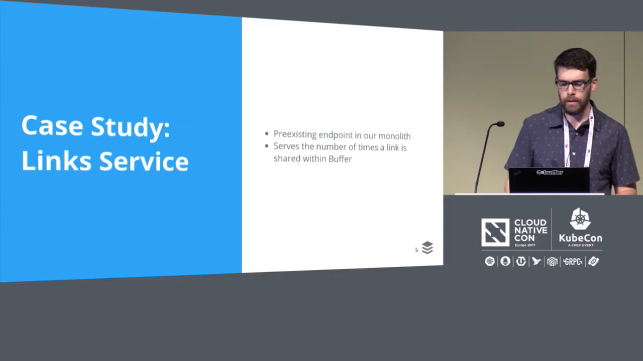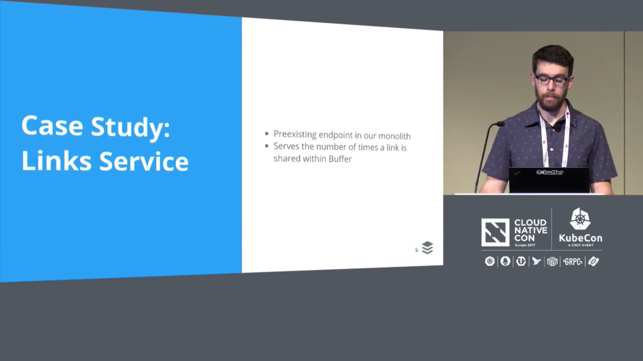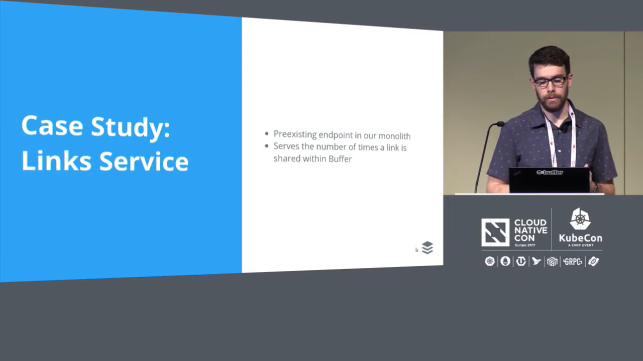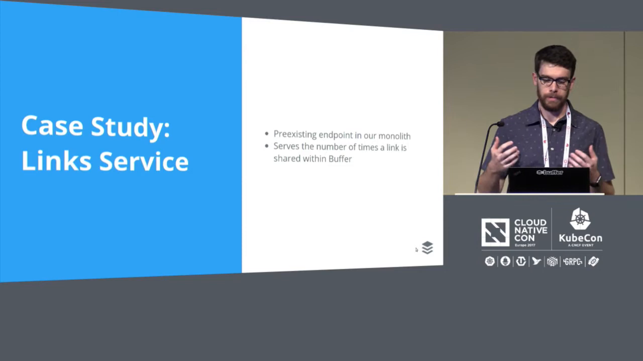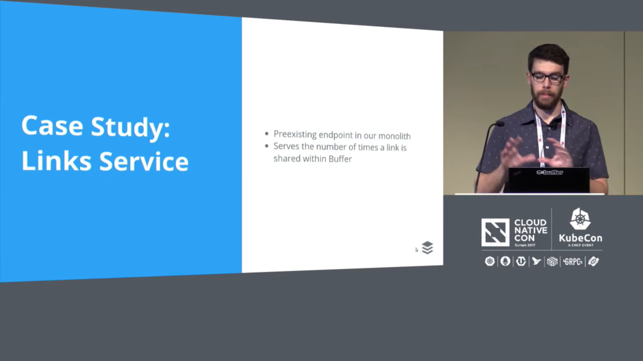So I'm going to jump into a case study. We started off with a pre-existing endpoint in our monolith, one of our higher throughput endpoints. This particular endpoint's responsibility is to serve the number of times a link has been shared within the Buffer app. Buffer is a social media application, so knowing how many times somebody has shared your blog is important information. People actually use this to put a button on their blog to know how many times people have shared it, so you can gauge interest on something.